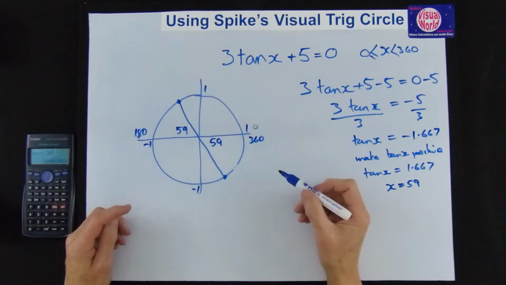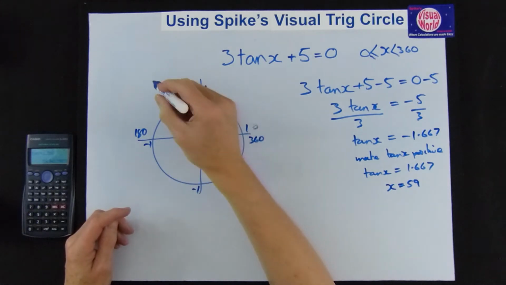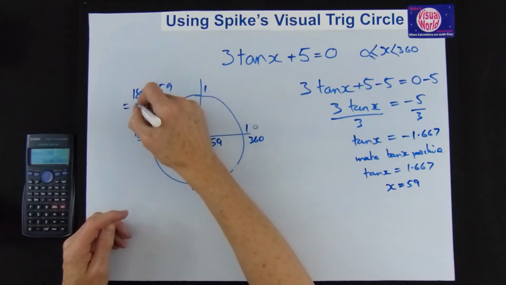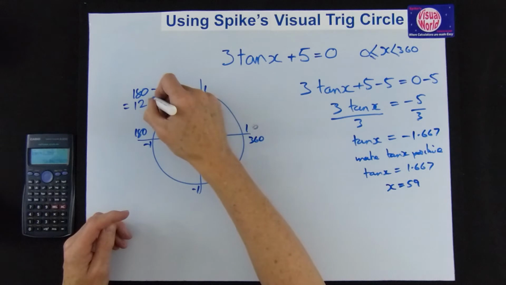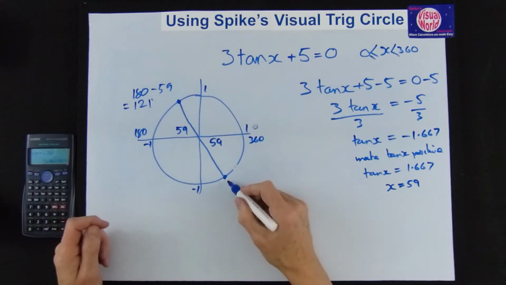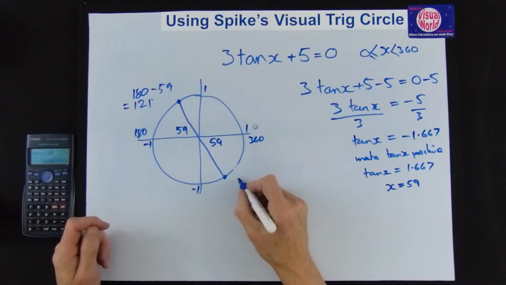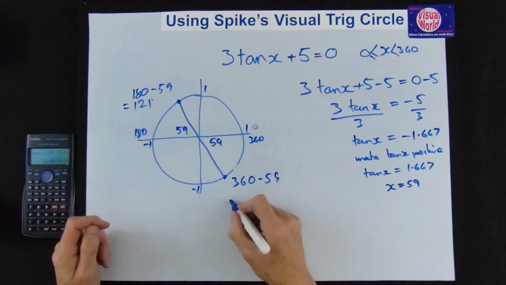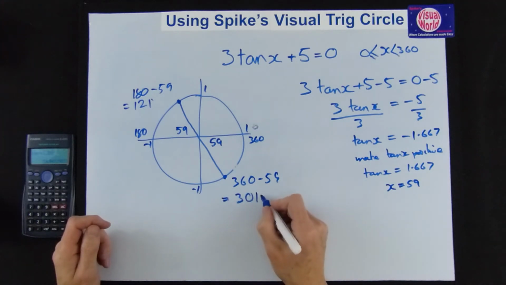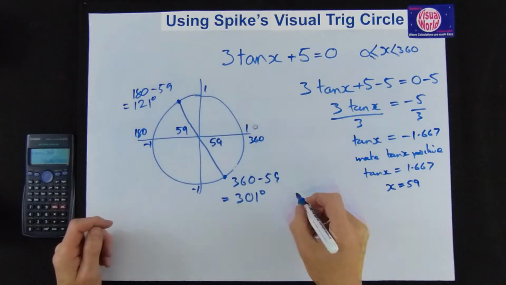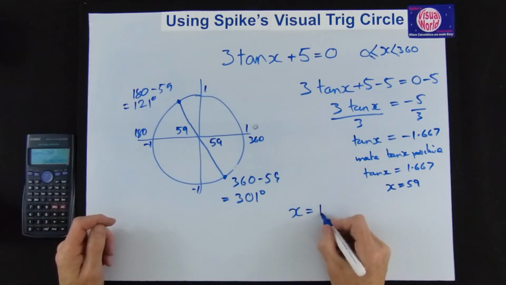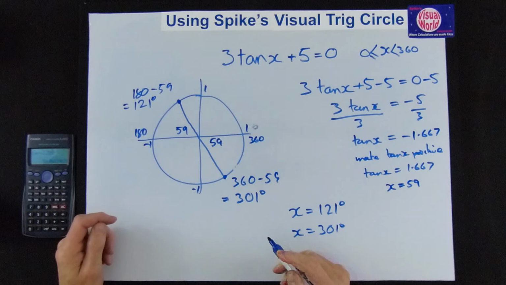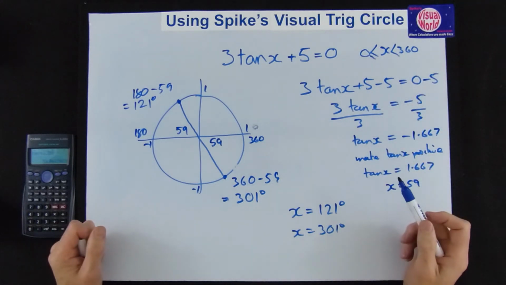That's 59 before our 180, because 180 is there and it's back a bit, so it's 180 minus 59, and that gives you 121. And the other one down here is before the 360, so it's 360 take away the 59, and that gives us 301 degrees. So there's our solutions: 121, 301. X equals 121 degrees, X equals 301 degrees. And that's all we need, because it was between nothing and 360.